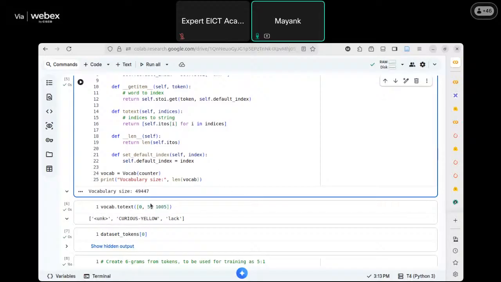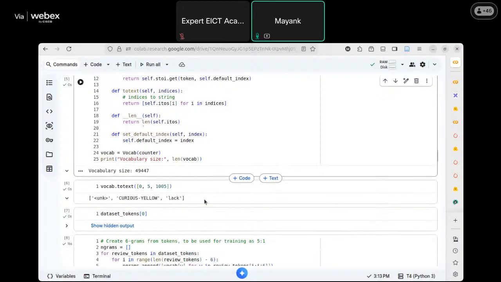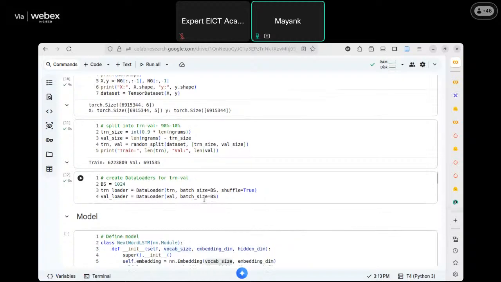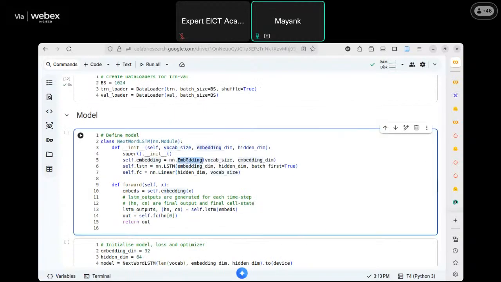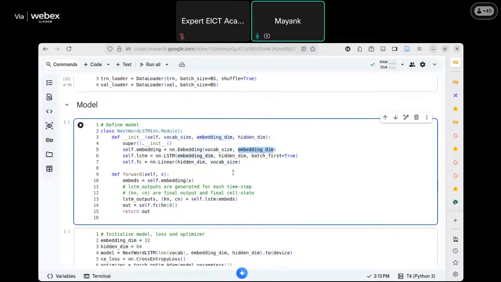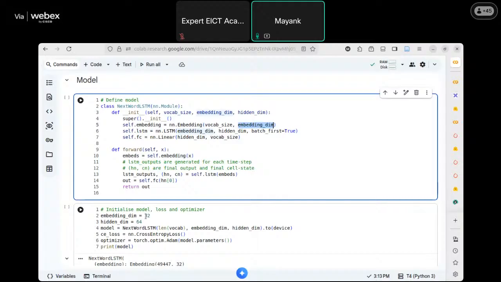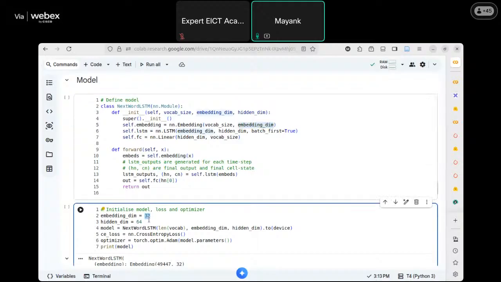सो दिस इज वाई आवर वोकेबुलरी इज फार लेस। परसों जब हमने किया था तो 4 लाख कुछ वोकेबुलरी आई थी। ओके, सो yeah, we get an embedding here. So we have our vocabulary size as 49,000 and then we have our embedding dimension जिसको हम 32 दे रहे हैं. Okay, इसके साथ आप खेल के देख सकते हो.